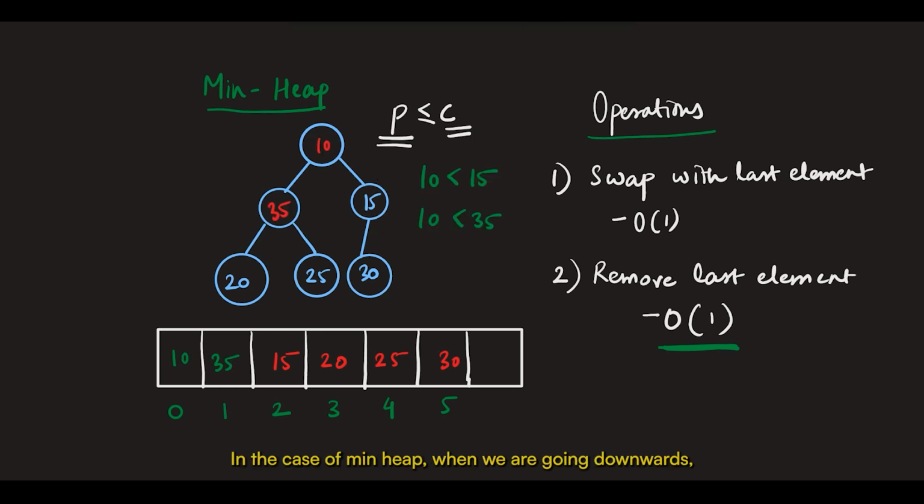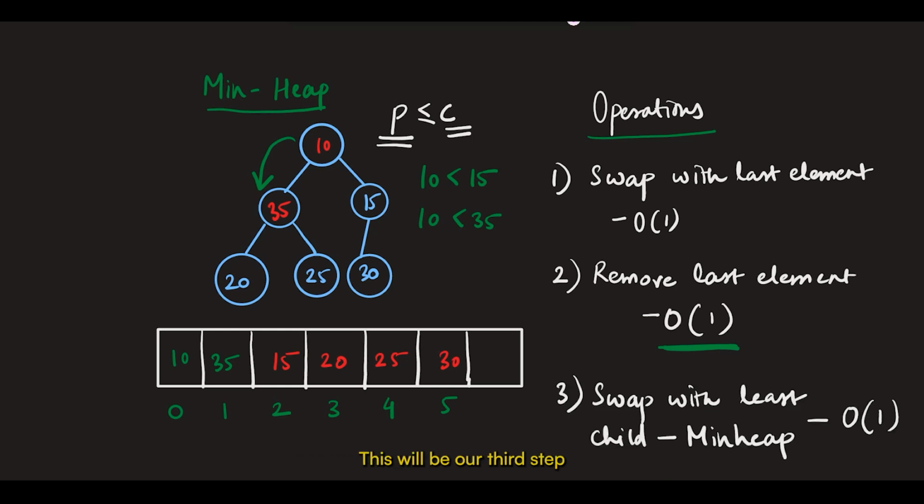But how do we generalize it? In the case of min heap, when we are going downwards, we need to replace it with a node that has the least value. Hence, we replaced 35 with 10 and 10 with 35. This will be our third step, and this will also take O of one time.